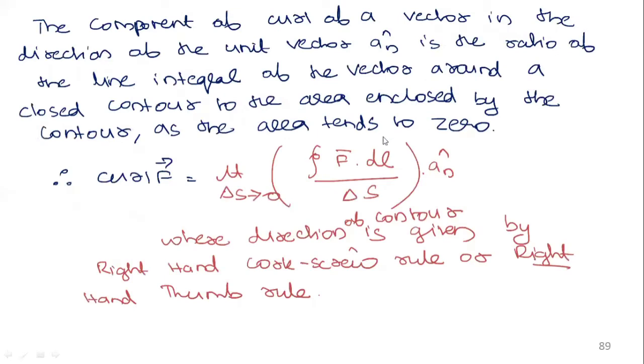Then we say that curl of F actually means limit delta s tending to 0 of the closed integral F dot dl by delta s along the vector an. So that is the physical meaning of curl, the physical interpretation of curl. Clear or not?